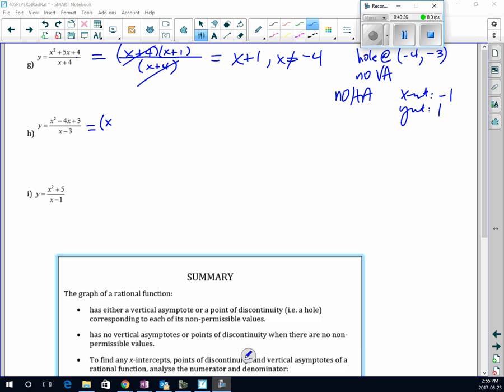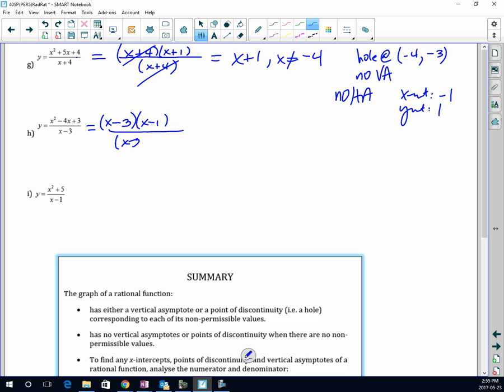Okay, let's factor the top. We get x minus 3, x minus 1 over x minus 3. That cancels, so we get x minus 1, comma, x cannot equal 3. So, do we have a vertical asymptote? We have a hole. So no vertical asymptote. We have a hole at 3, 2. See, we're getting it.